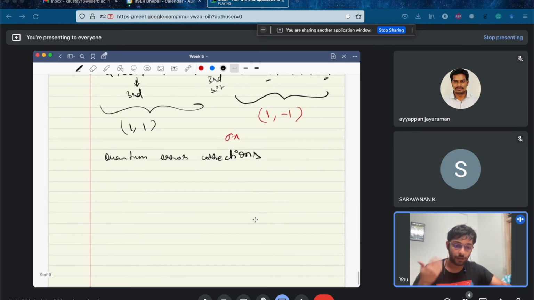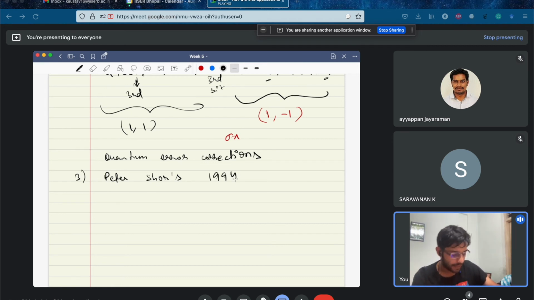Now there are other very famous algorithms. One is the Shor's algorithm, which is one of the most famous, and then you have the Grover's algorithm. The Shor's algorithm was done by Peter Shor in 1994, and what it actually does is prime factorization. I won't go into the detail because it is beyond the scope of this talk and we don't have that much time left.